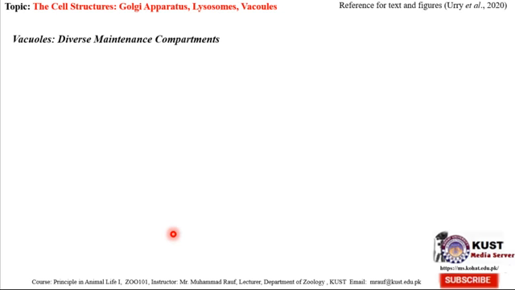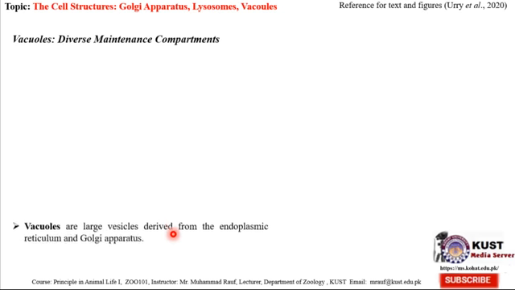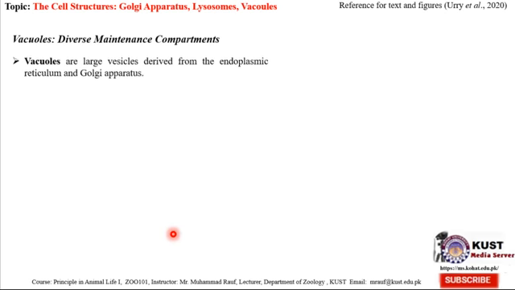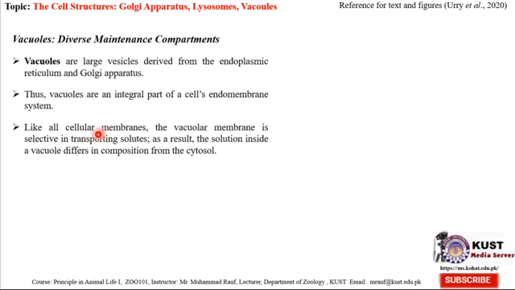Another structure to be discussed here is vacuoles. Vacuoles are large vesicles derived from endoplasmic reticulum and Golgi apparatus. So the origin of vacuoles is from ER or Golgi apparatus. And vacuoles are an integral part of the endomembrane system. Like all cellular membranes, the vacuolar membrane is selective in transporting solutes. As a result, the solution inside a vacuole differs in composition from the cytosol.